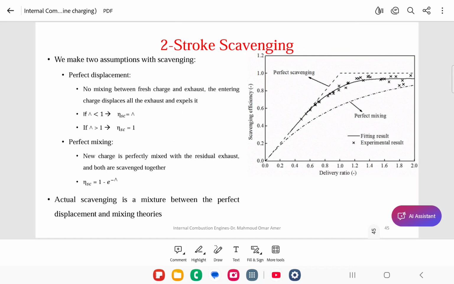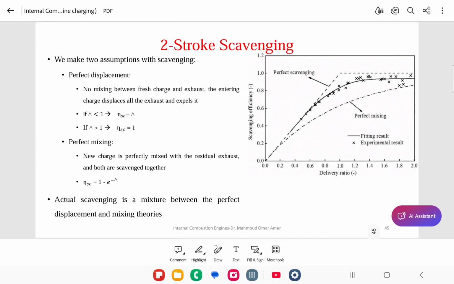Delivery ratio. We said delivery. What was the delivery ratio? It was the mass of pressure charge delivered divided by the reference mass. We stated that the delivery ratio can be either less than 1 or more than 1. Less than 1 if it's naturally aspirated, and more than 1 if it's turbocharged. Okay? What was the scavenging efficiency? It was the fresh charge retained inside the cylinder divided by the overall charge inside the cylinder.